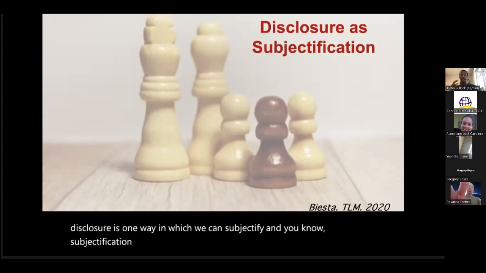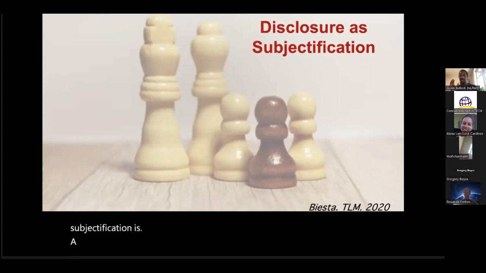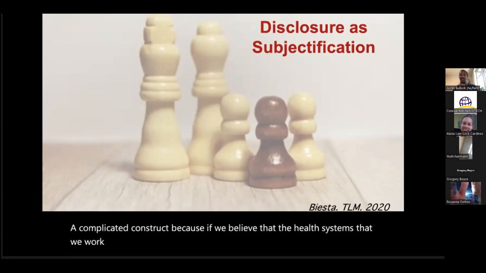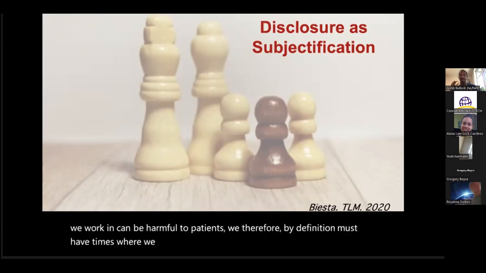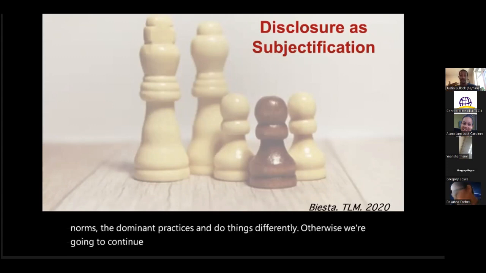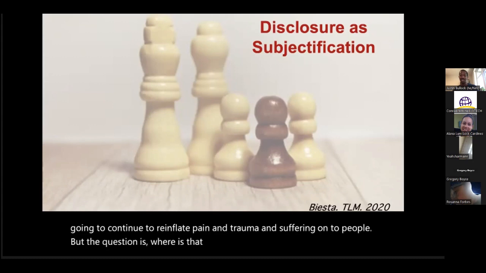Subjectification is a complicated construct because if we believe that the health systems that we work in can be harmful to patients, we therefore, by definition, must have times where we subjectify, where we step out of the group norms, the dominant practices, and do things differently. Otherwise, we're going to continue to reinflict pain and trauma and suffering onto people. But the question is, where is that line drawn?